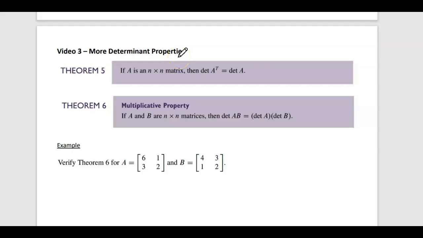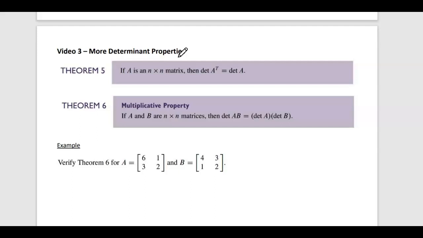All right, this is going to be a pretty short video with just two more properties from our text on finding determinants. The first is if you have an n by n matrix, then the determinant of the transpose of that matrix should be the same as the determinant of the original. And also theorem 6: if A and B are n by n matrices, then the determinant of the multiplication of those matrices should be the determinant of A times the determinant of B.